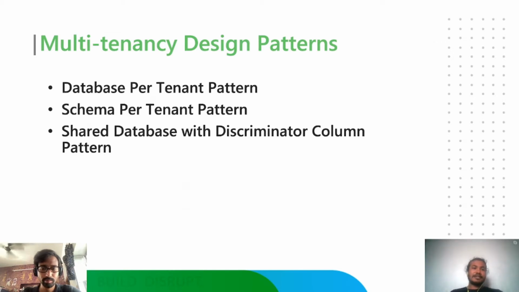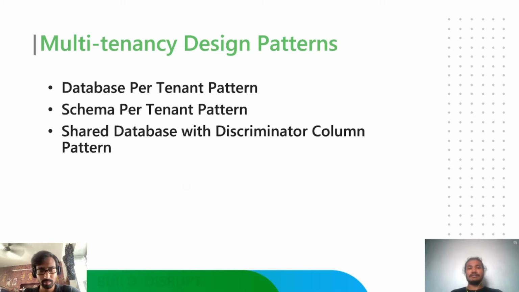The second pattern we have is the schema per tenant pattern. Here, instead of creating a database for each tenant, we create a schema for each tenant. The third pattern is the shared database with discriminator column pattern. Here we have a shared database for all the tenants, and we use a column to identify the data of each tenant.